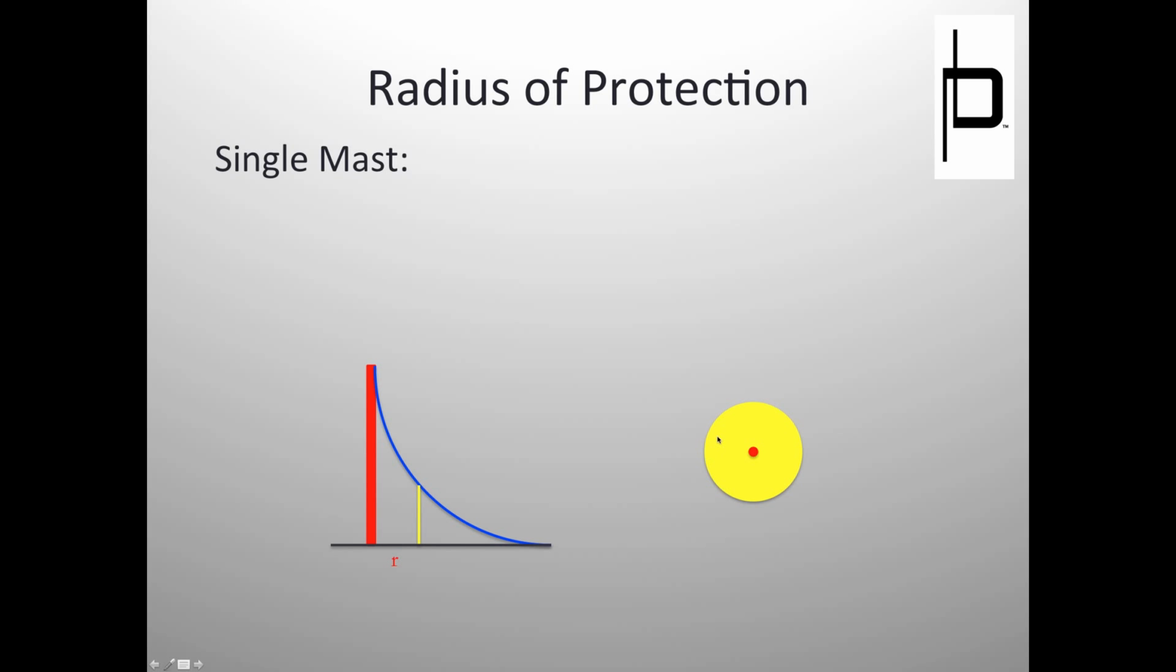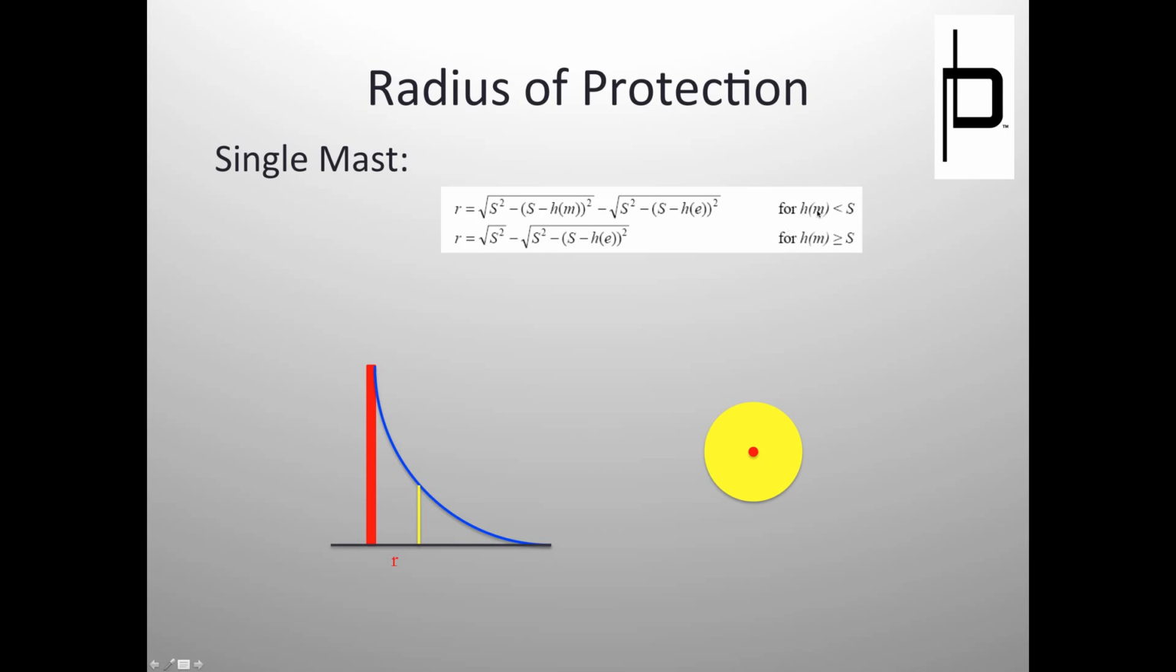So that's pretty basic. As you roll the sphere around, this is what it looks like from the side. This is what it looks like from the top, as far as your protection zone, yellow being your protection zone. And that's given by these formulas. The radius of protection is given by this.